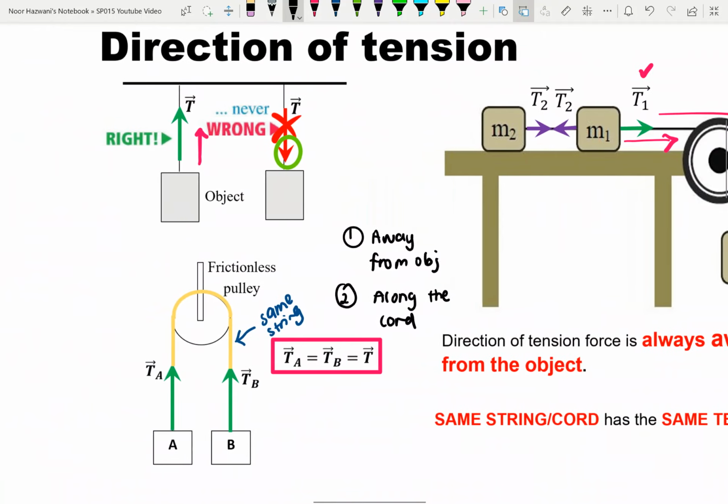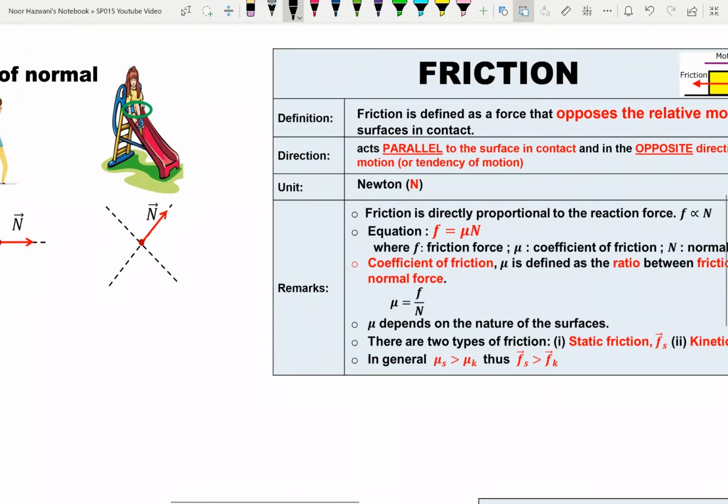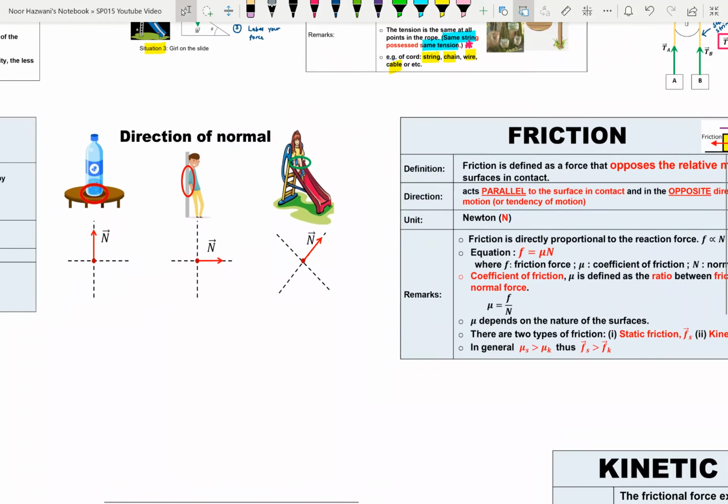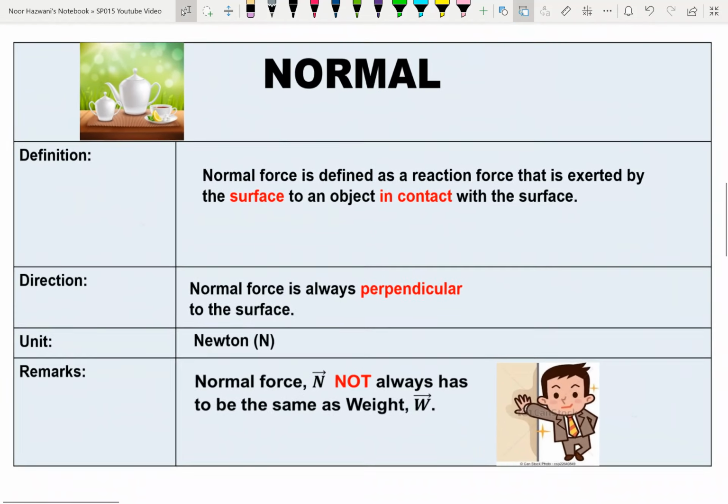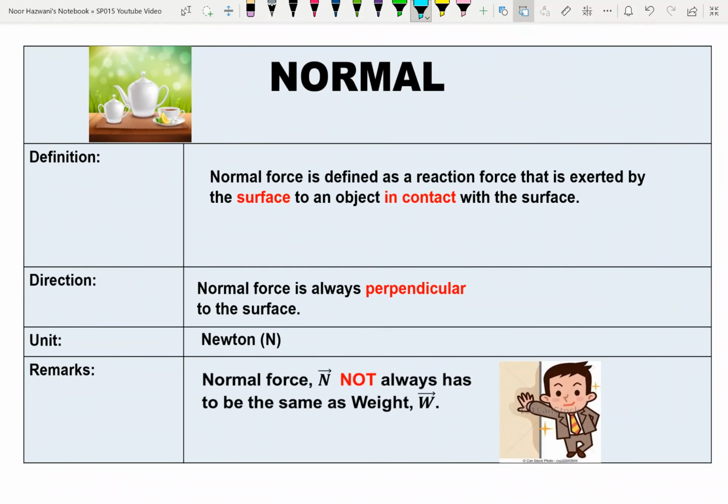Okay, and then we move to normal force. Normal force tu tadi I cakap apa? Normal force bila objek ada sentuhan dengan sesuatu surface. Tak kisahlah surface tu macam mana pun, tak semestinya lantai. Dia boleh juga dengan dinding, dia boleh juga mungkin almari, kalau you lekatkan something pada almari.